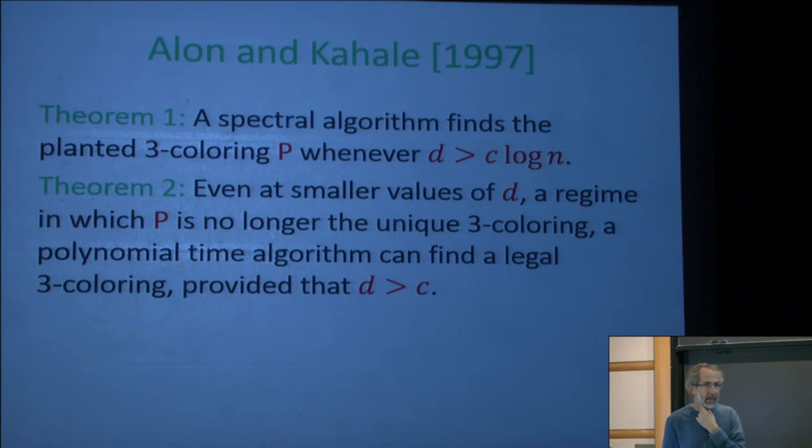So the constant C only depends on the number of colors you want? Below a certain constant, we don't know how to prove this theorem. Is it a universal constant? Yes, there's some universal constant, let's say 100 or whatever. Above it, it works. Below it, the analysis breaks down.